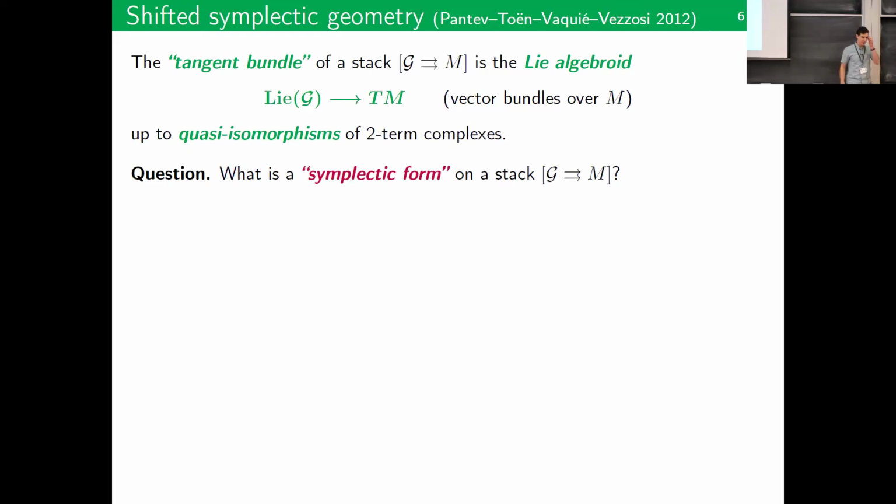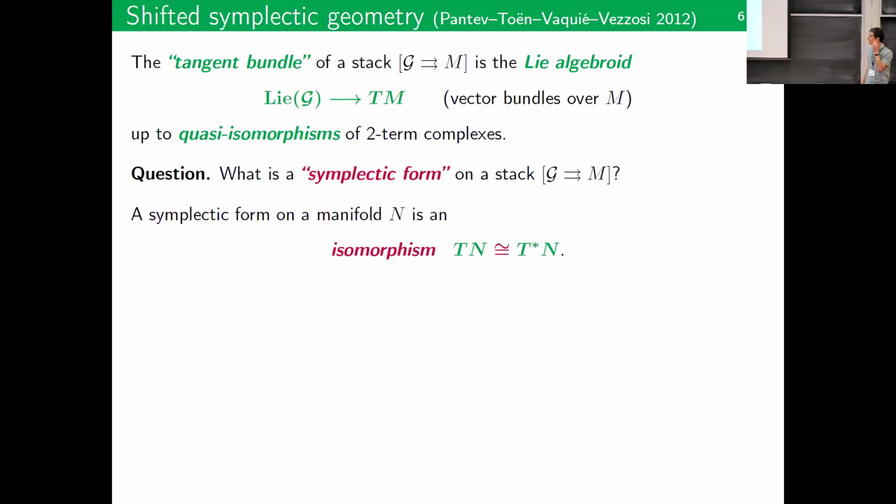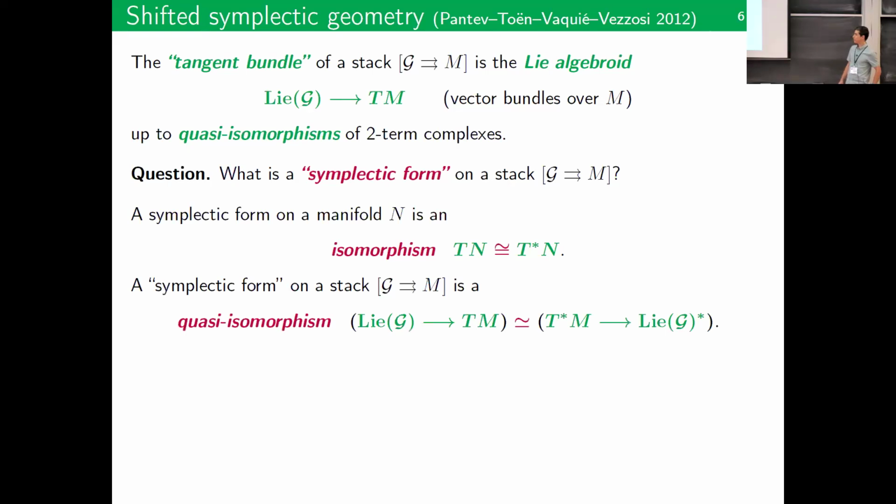Okay, so now that we have the tangent bundle, what is a symplectic form? Well, it's useful to think of a symplectic form on a manifold as an isomorphism from the tangent to the cotangent bundle. It's a special kind of isomorphism coming from a 2-form, which is closed. But just to keep it simple, let's just focus on that aspect. It's an isomorphism from TM to T*M. So now what's a symplectic form on a stack? Well, it should be an isomorphism from the tangent complex to its cotangent complex, but it's only determined up to quasi-isomorphism, so it should be a quasi-isomorphism between these 2.